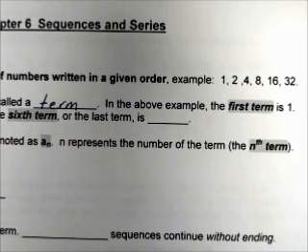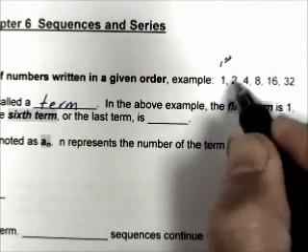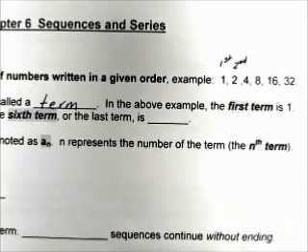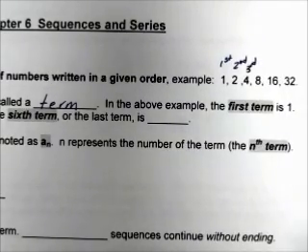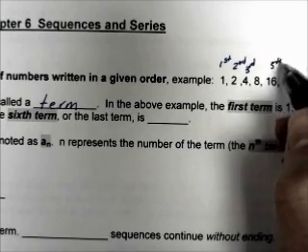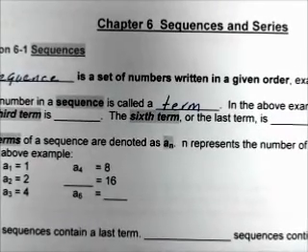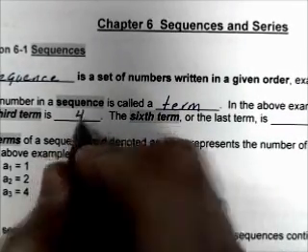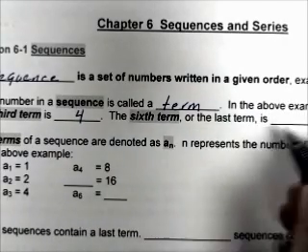In the above example, the first term is 1. This is our first term. Our second term is 2. Our third term is 4. Our fourth term is 8. Our fifth term is 16. And our sixth term would be 32. So the third term is 4. The sixth term, or the last term, is 32.